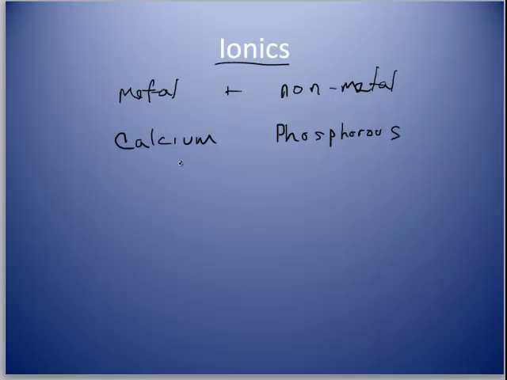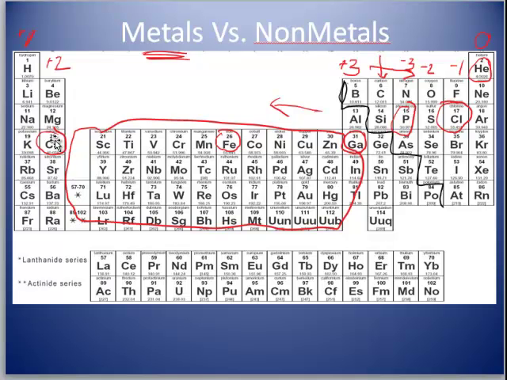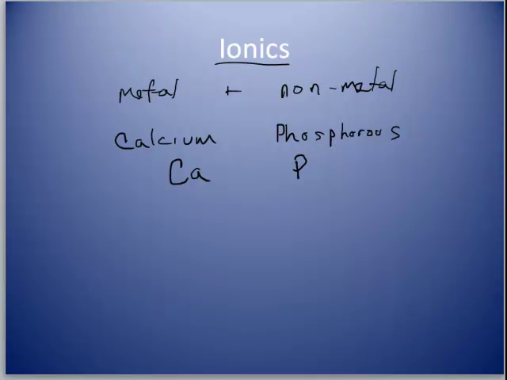The first step is write the symbol for the element. So calcium is Ca and phosphorus is P. The second step is to determine the charge of the element. So if we look back at our periodic table, calcium is plus 2 and phosphorus is minus 3. So going back to our problem, we said calcium is plus 2, and I always write it as 2 plus, and phosphorus is minus 3.